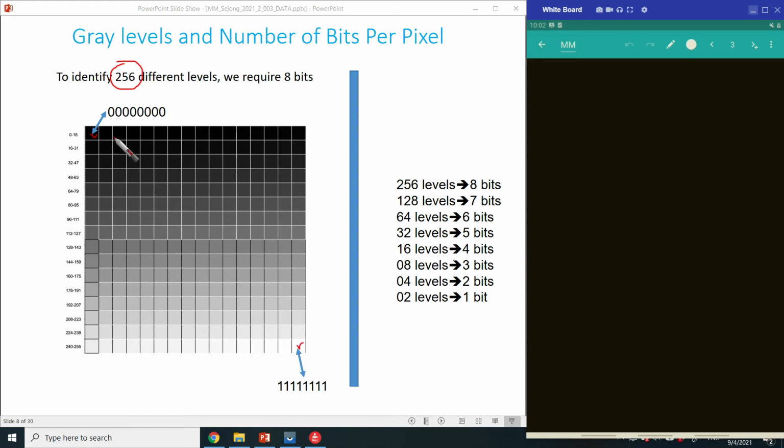In between, as you go rightward, the black level is reducing and the white is increasing. And as you go downward and then rightward, the degree of blackness is reducing and the whiteness is increasing. So these are the gray level images.